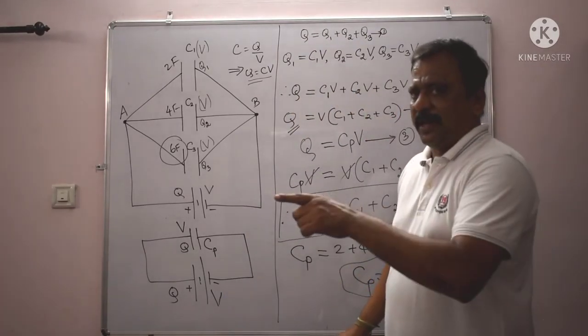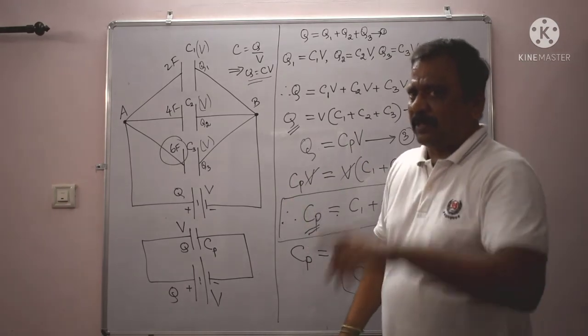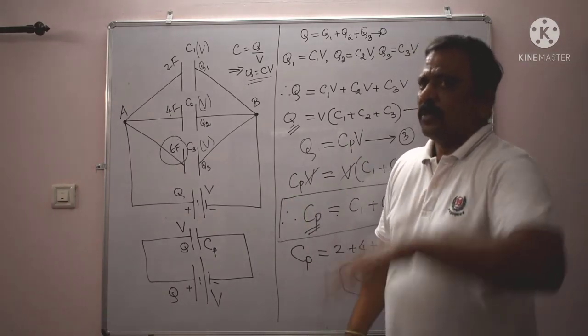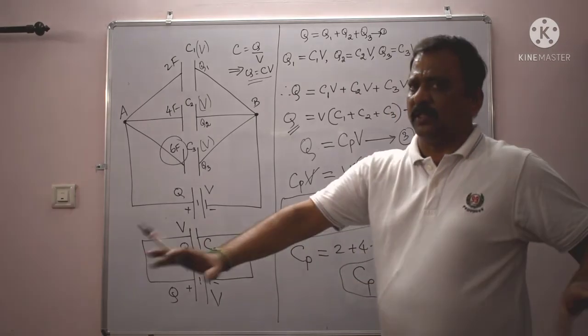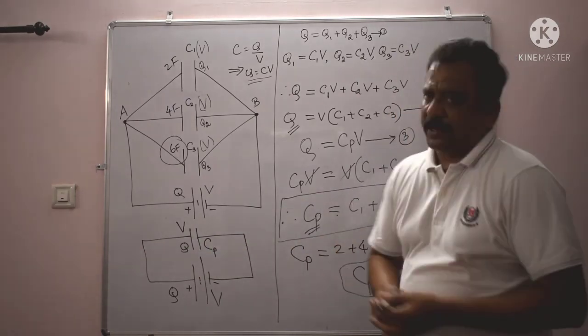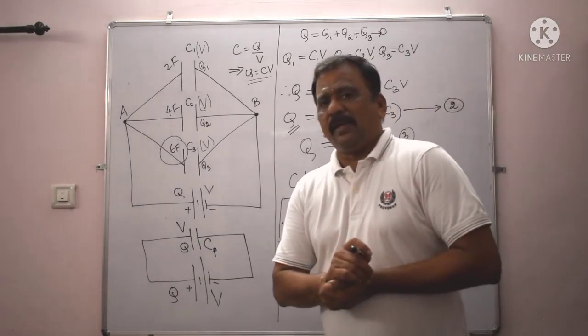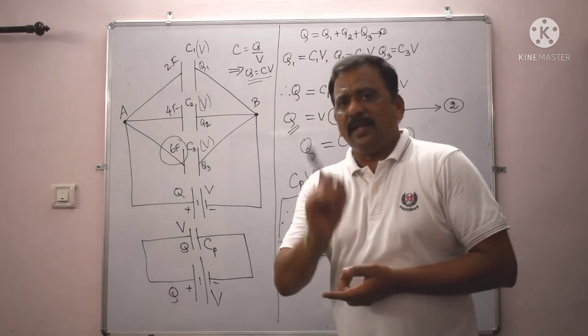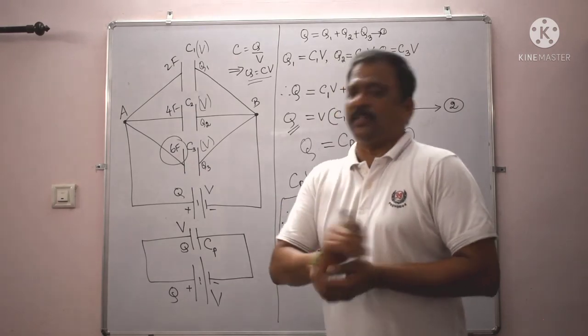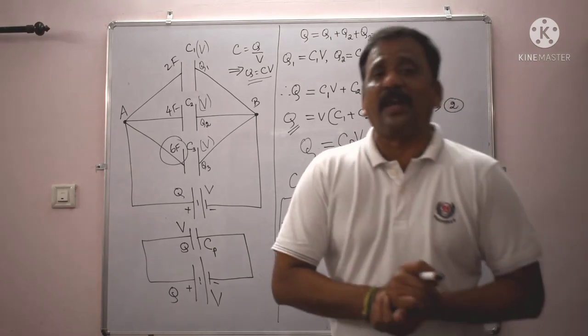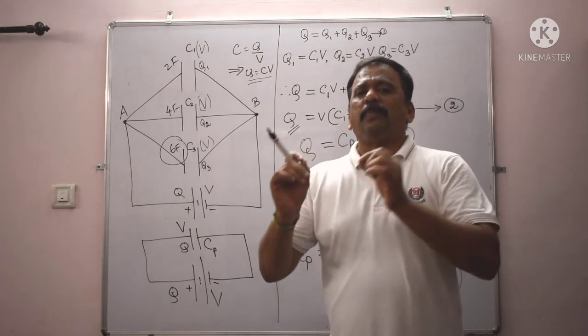So in series combination, the total capacitance will be smaller than the smallest capacitance in the circuit, or will be smaller than all the capacitors in the circuit. Whereas in parallel combination, the total capacitance will be greater than the highest or largest capacitance in the circuit, or will be larger than all the individual capacitances in the circuit.